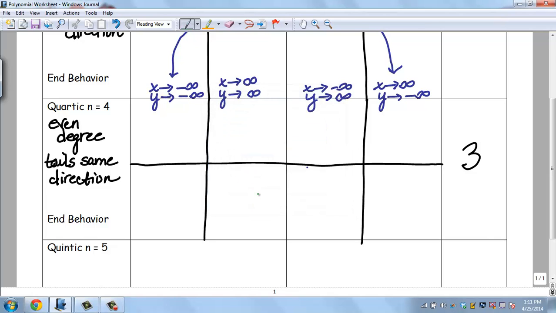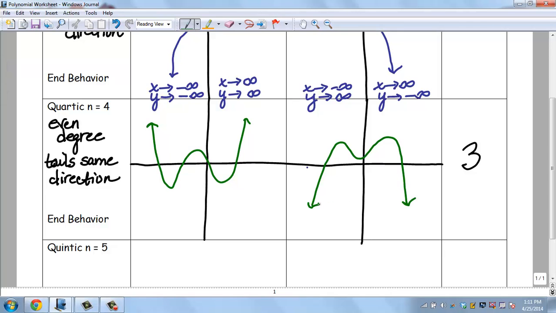Okay, so in this column at the top it says my leading coefficient is positive. So that means my right tail has to go up, and since the tails are in the same direction and I have to have 3 turns, it's going to kind of look like this. Like a W. Okay? And here, because this column says my right tail is going to go down, since they're in the same direction, it's going to kind of look like this. And I have to have 3 turns in it. So it's going to kind of look like an M.